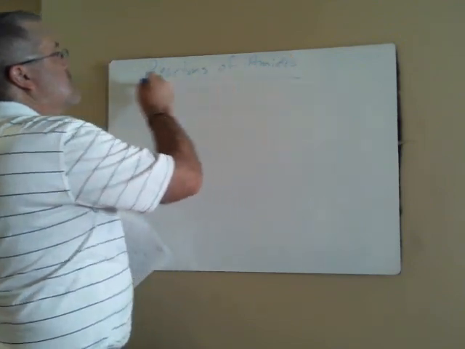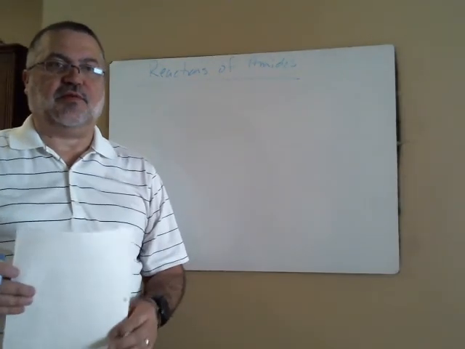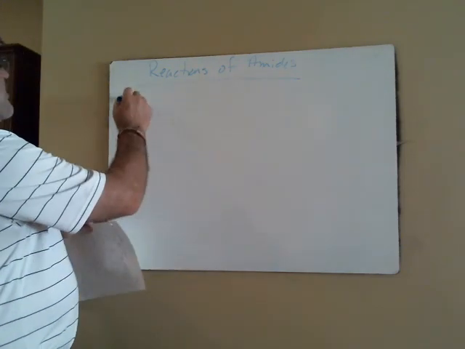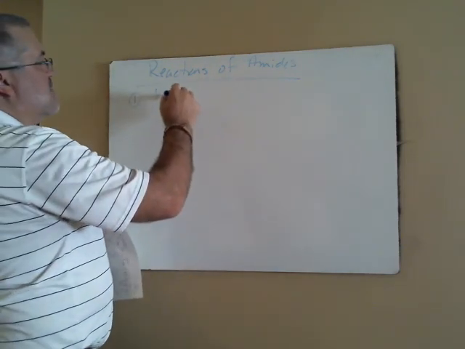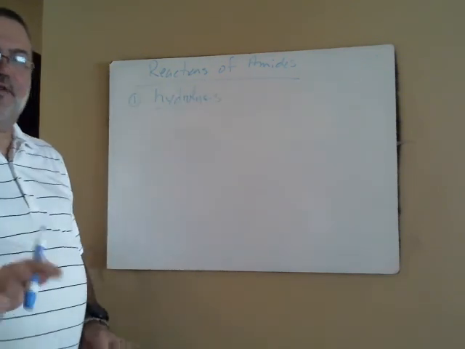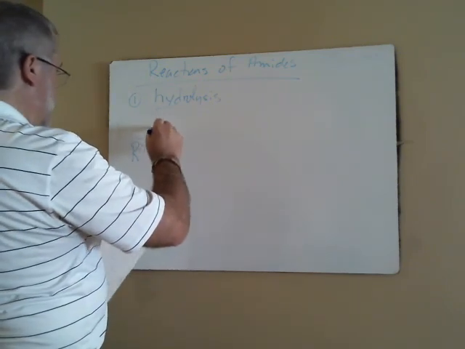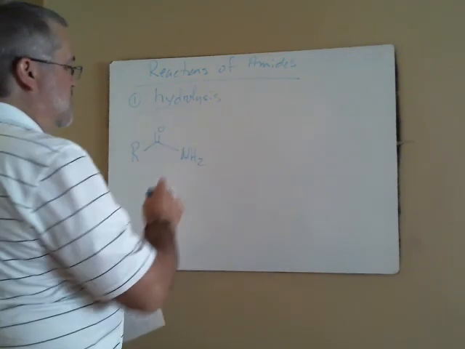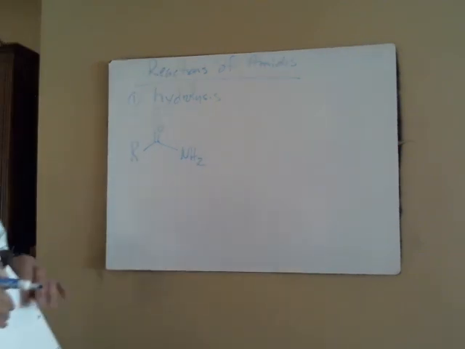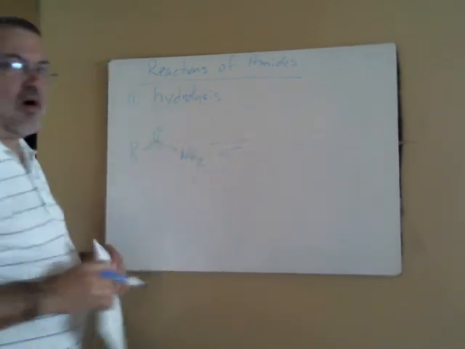Okay. Well, they'll undergo pretty much the same reactions we've seen with the other different functionalities. So for example, the first thing we'll talk about is hydrolysis. And that is what happens if I take an amide. Let's just use a generic amide with no R groups attached. And let's react this with water.